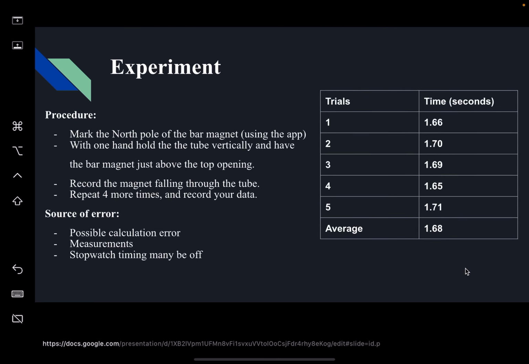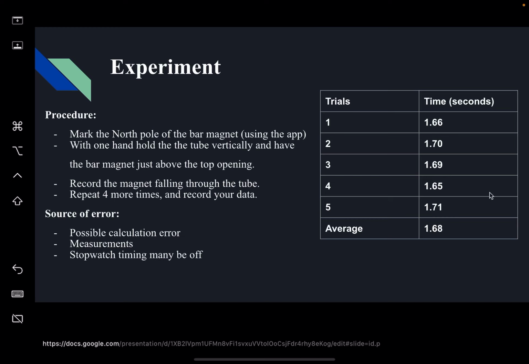Experiment. Procedure. Mark the north pole of the bar magnet using the magnetometer app on our phone. Now with one hand, hold the tube vertically and have the bar magnet just above the top opening. Record the magnet falling through the tube, and now repeat this 4 more times and record our data.